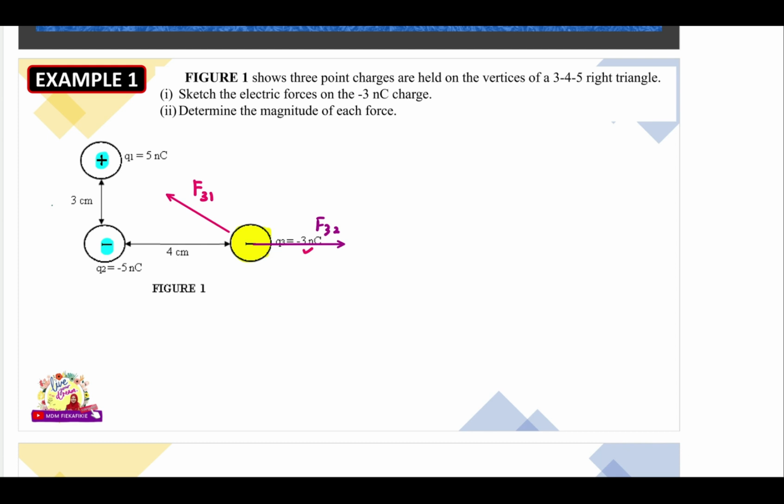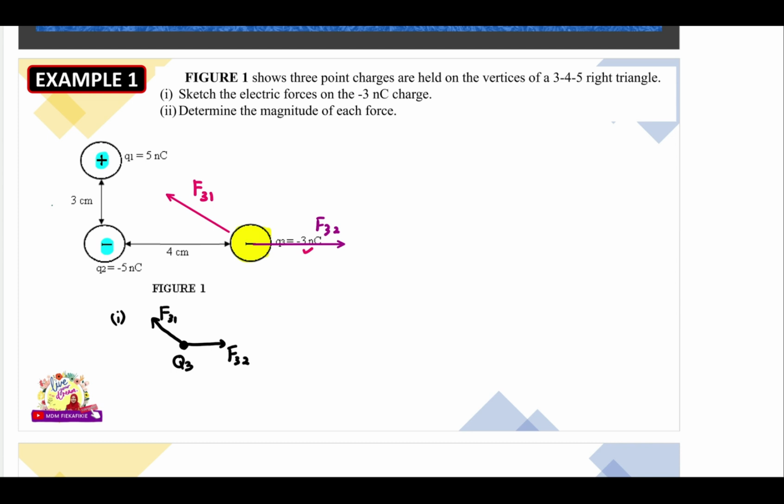Okay. So untuk jawab soalan yang pertama, kita boleh buat kat bawah ni. Sekejap. Okay. So kita boleh tulis dekat sini. Alright. So sekarang kita ada this is the charge. Let's say Q3. Okay. So arrow dia akan jadi macam inilah. F32 and this is F31.